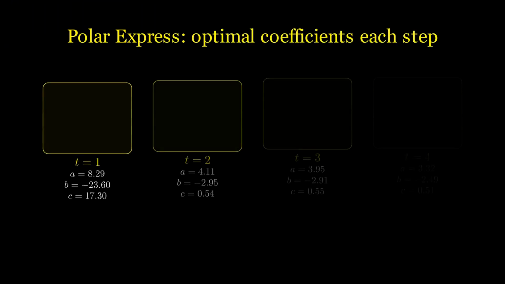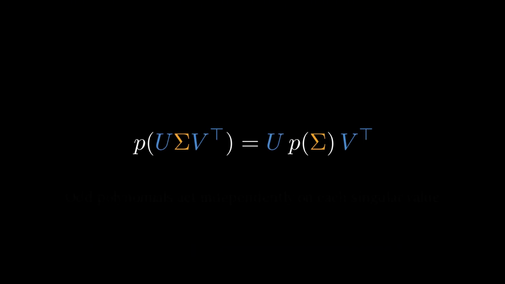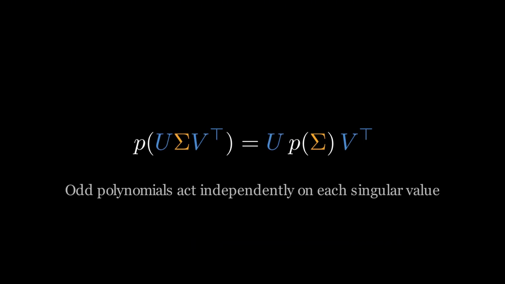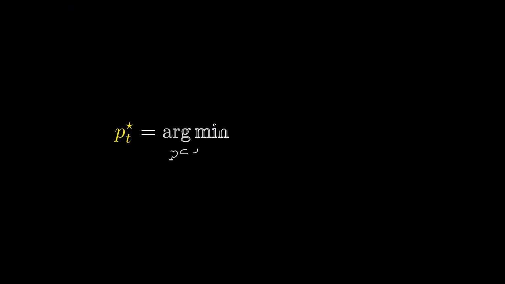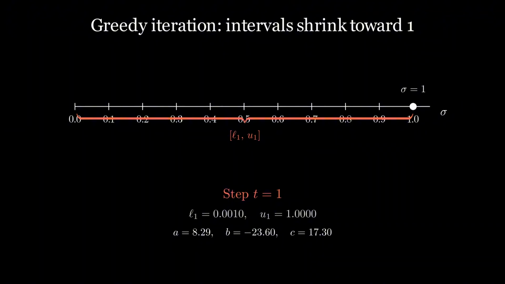Polar Express leverages dynamic coefficients for the quintic polynomial. Remembering that odd matrix polynomials only act on singular values, the matrix problem reduces to a scalar approximation on the interval from L to 1 after pre-processing. So, in the Polar Express paper, the authors looked at the worst case for each iteration and derived the minimax optimal coefficients.